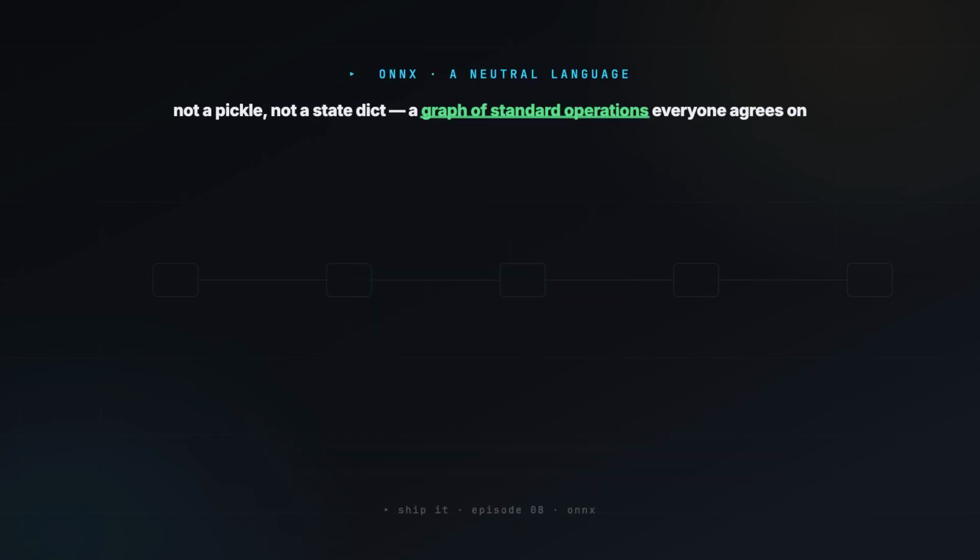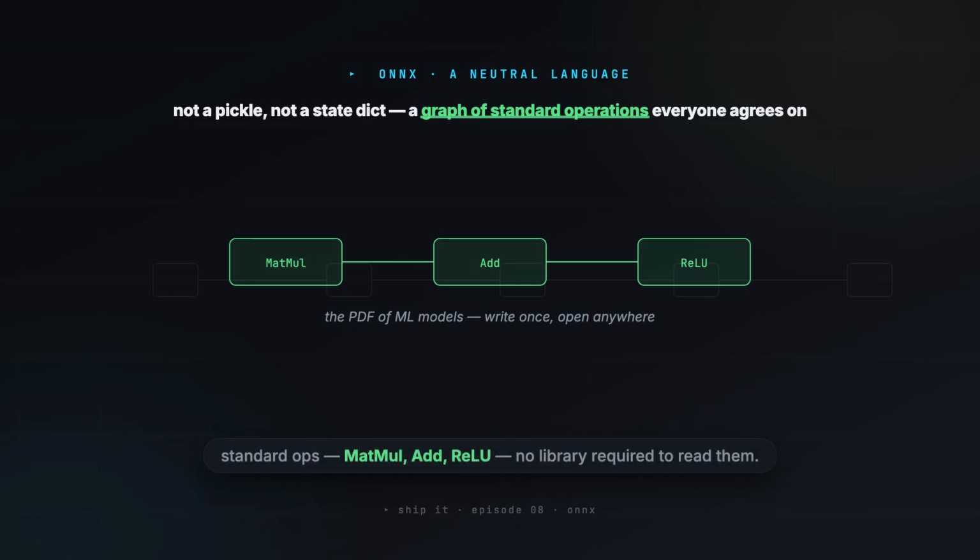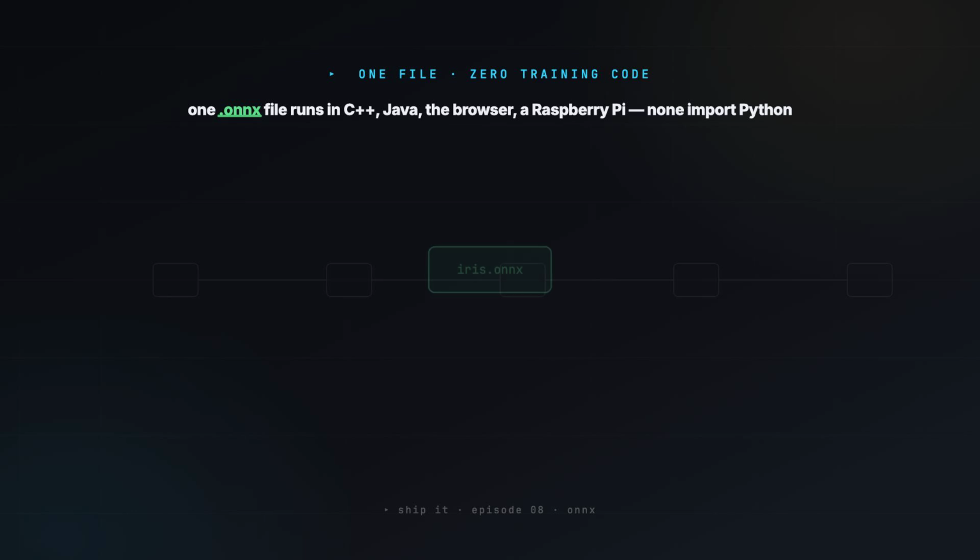ONNX is a neutral language for that recipe. Instead of a random forest pickle or a torch state dict, you get a graph of standard operations, matmul, add, relu, that everyone agrees on. It's the PDF of machine learning models. Write it once, open it anywhere. And anywhere is the whole point.